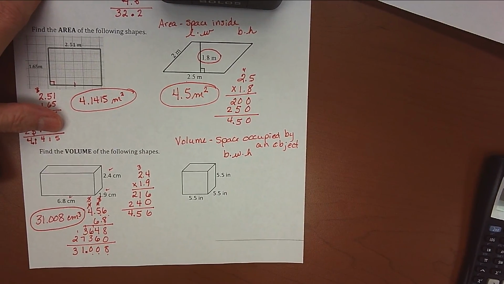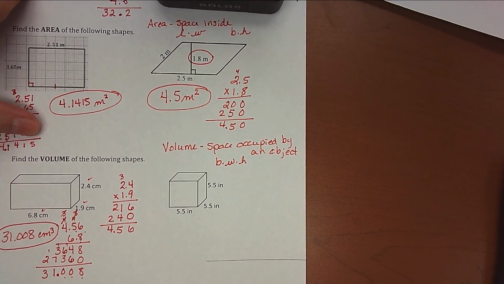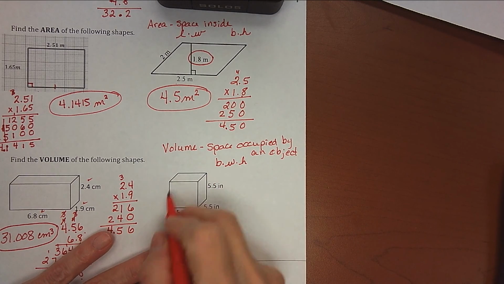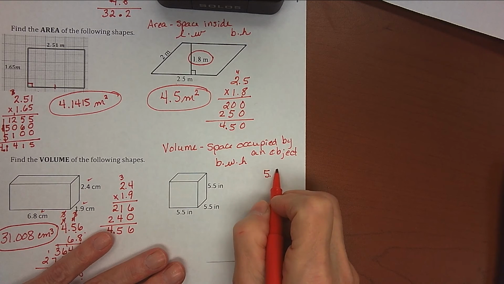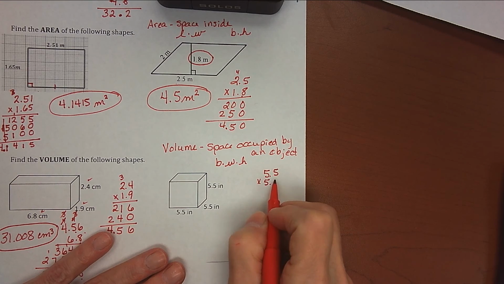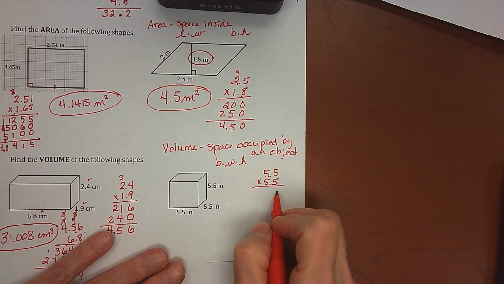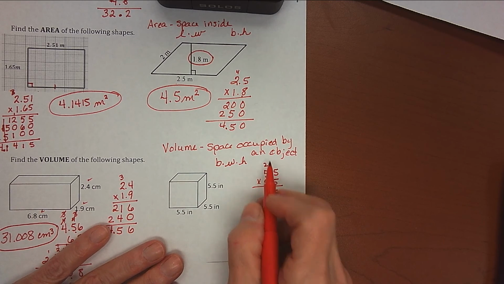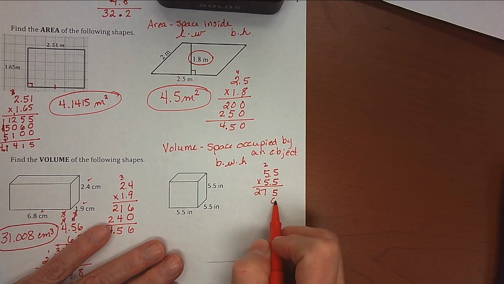All right, last one here for volume. We're going to do base times width times height. And so this is a cube, so they're all the same. 5 and 5/10 times 5 and 5/10. 5 times 5 is 25. Put down my 5, carry my 2. 5 times 5 is 25 plus 2 is 27. Add a 0 moving over a digit.